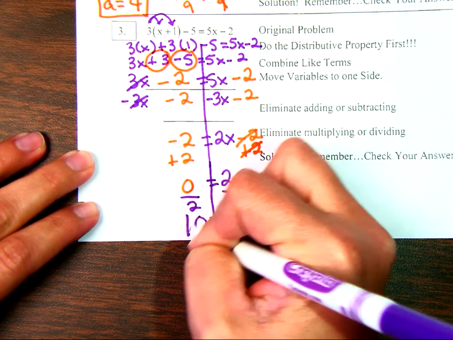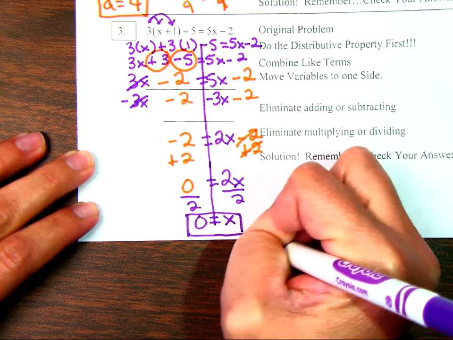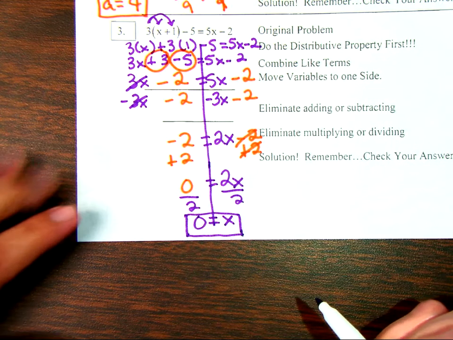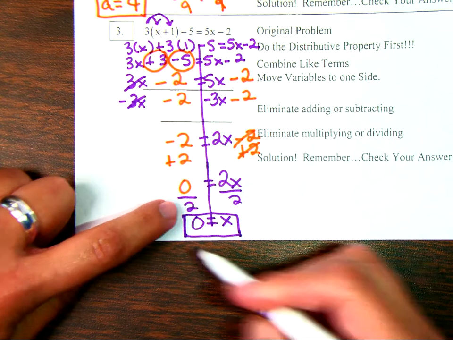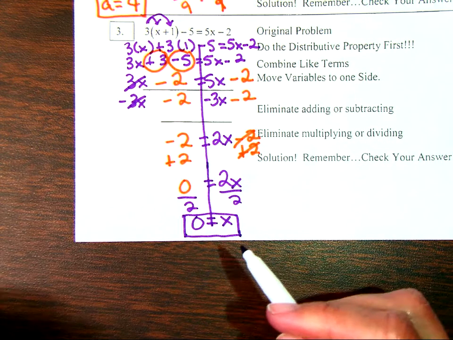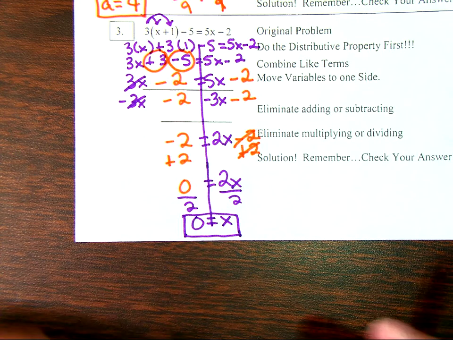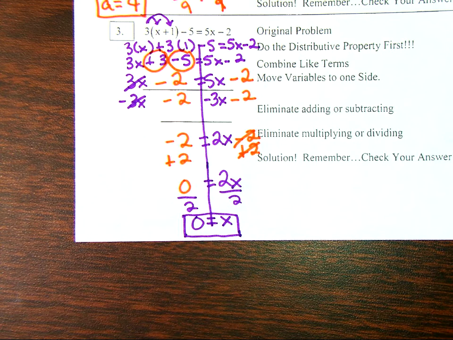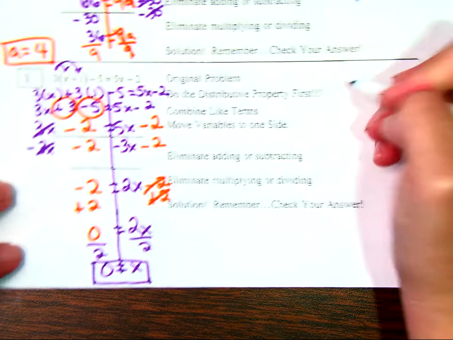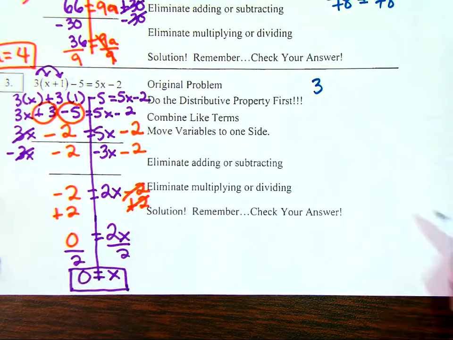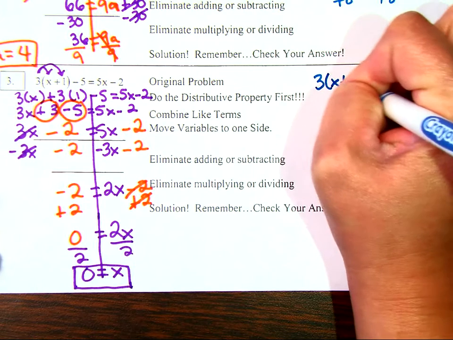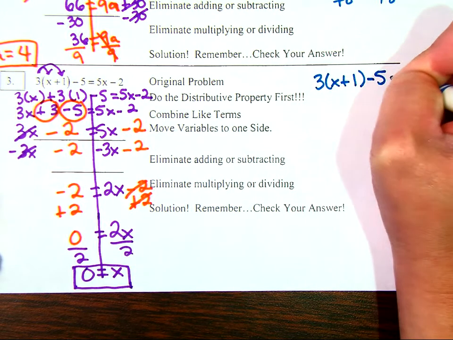Remember, 0 in the numerator is okay. That just means whatever you're dividing by, it's still going to give you 0. 0 in the denominator is undefined. This one tricks people, but again, you can kind of second guess yourself, but let's check it. Let's make sure we know that this is right. So start with our original 3 groups of x plus 1 minus 5 equals 5x minus 2.